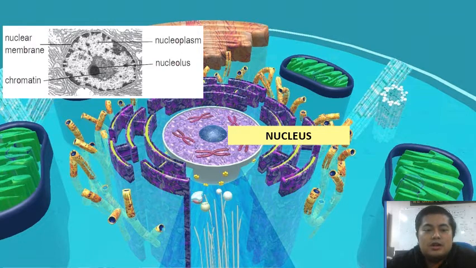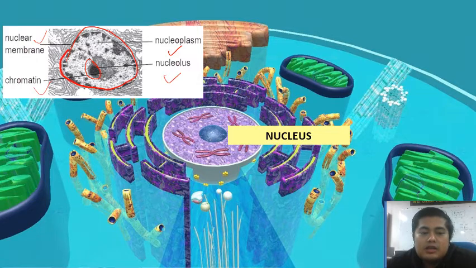So nucleus tu sendiri terdiri daripada nuclear membrane, chromatin, nucleolus dan nucleoplasm. So dalam nucleus dia punya benda lain macam kita punya cytoplasm, dia ada juga satu plasma yang kita panggil sebagai nucleoplasm. Di dalam dia juga kita ada satu komponen yang kita panggil nucleolus yang ni dia macam nukleus kepada nukleus. Dan chromatin pula adalah tempat di mana membawa kita punya maklumat genetik. Last sekali, nuclear membrane adalah dia punya outer layer, ataupun kadang-kadang kita boleh panggil juga sebagai nuclear envelope.